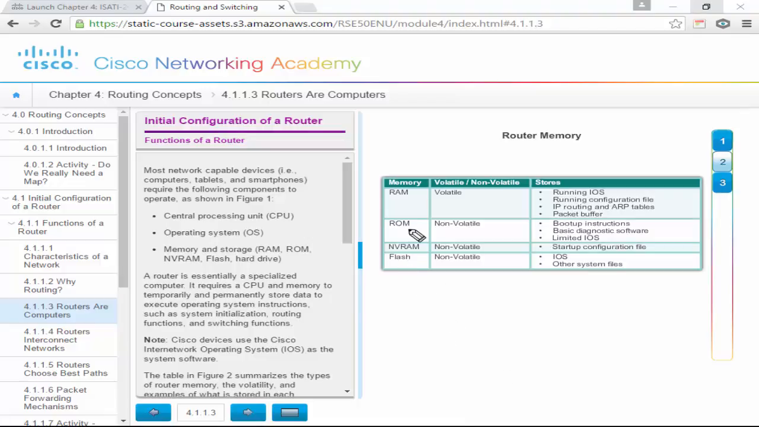Then we have the ROM. The ROM is non-volatile, meaning it's saved. And you guys have probably heard of ROM before.